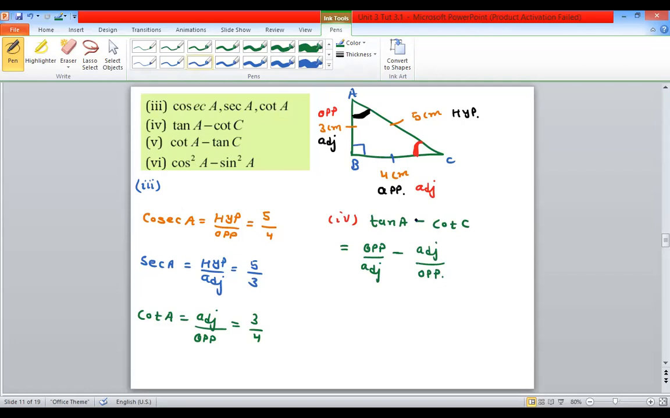Now you can focus on the angle A. This is your A angle. A's opposite side is 4 centimeter and this is 3. So this is the 4 by 3. Minus, now focus on the C angle. C's opposite side, this one, and this is the adjacent side, this one. This again is 4 by 3. Look here, the 4 by 3 and 4 by 3 cancel. It's 0.